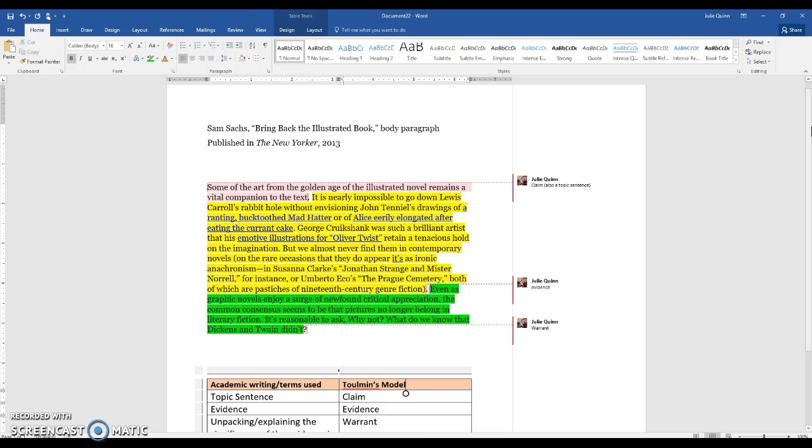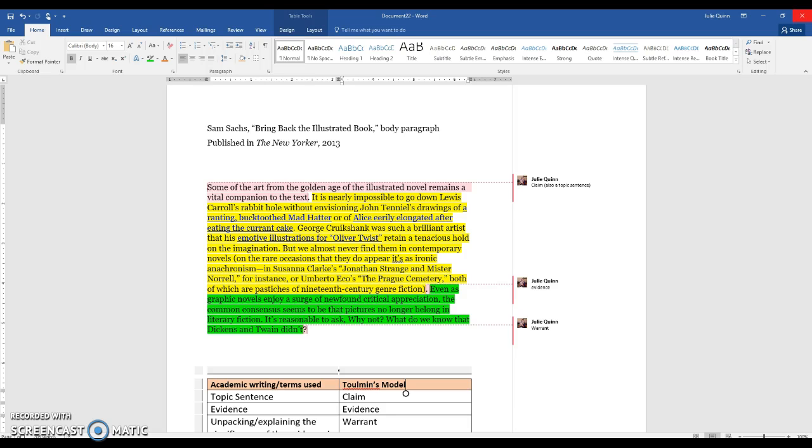So even as graphic novels enjoy a surge of newfound critical appreciation, the common consensus seems to be that pictures no longer belong in literary fiction, and it's reasonable to ask, well, why not? What do we know that Dickens and Twain didn't? So that's a fun, interesting transition to the next point he's going to make. But he's saying, well, why not? I disagree. We've got these graphic novels like Frank Miller's work that's becoming extremely popular. So we modern readers can appreciate imagery, but why are we adding it to our other literature? So he's asking what's called rhetorical questions to extend that warrant.